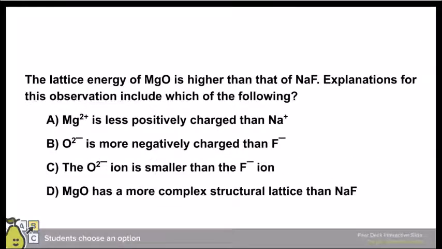So based on what we just talked about with lattice energy, being somewhat like Coulomb's law, you can go ahead and choose an option. Do you think it's A, B, C, or D? Go ahead on Pear Deck and choose that now.